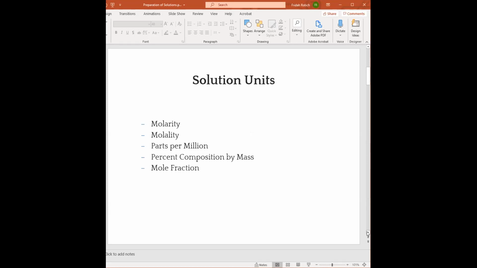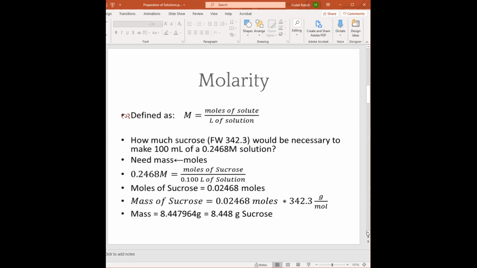So with all of these units, I'm going to walk you through the definition of each unit and an example calculation of how to put together the solvents and the solutes to make the solution of the appropriate concentration. So let's begin with molarity. The definition of molarity is the number of moles of solute per volume of solution in liters. So you notice that the units of your volume should be in liters.